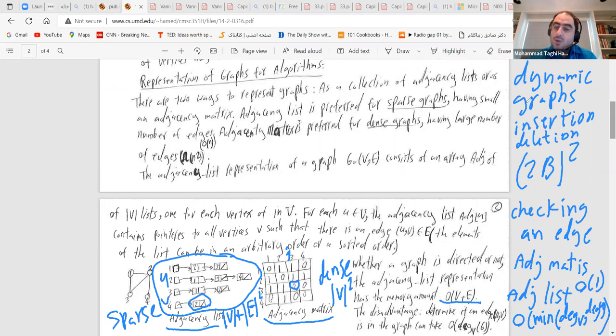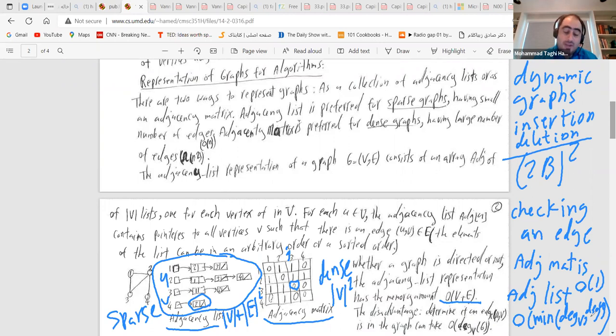So for a dynamic graph, we have insertion and deletion. In that case, again, the adjacency matrix would be easier because you can find that edge and just insert it, make it 1 or make it 0. But for an adjacency list, you need to actually pay the order of the minimum of degree of V and degree of U.